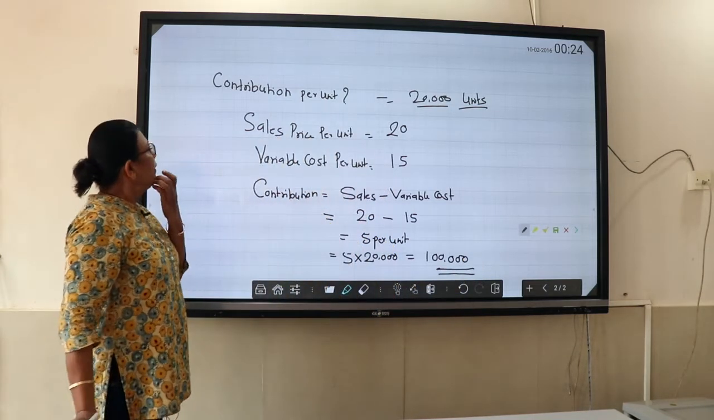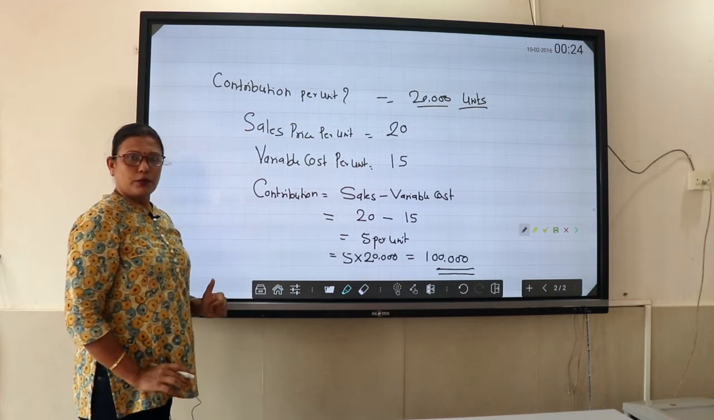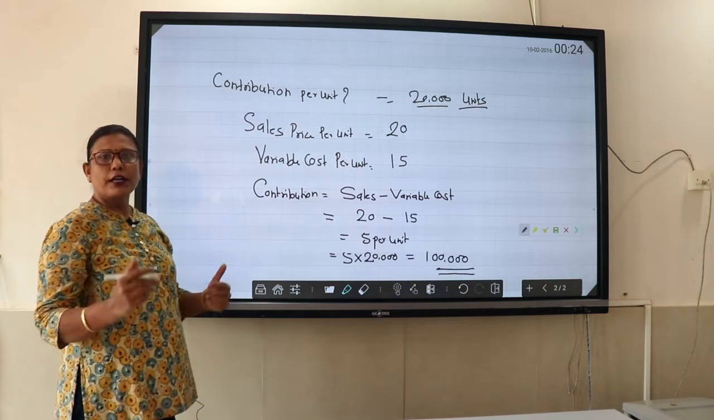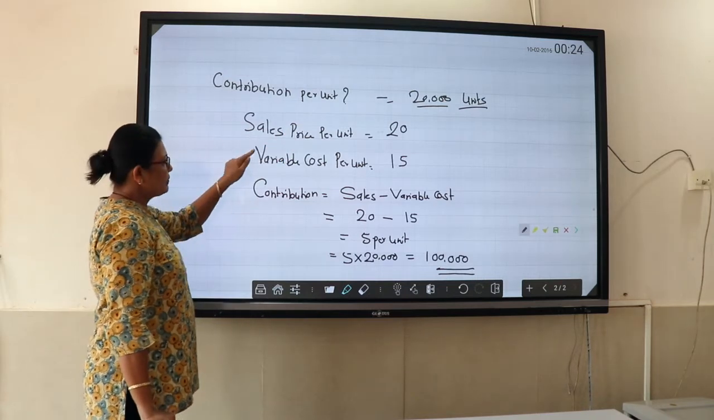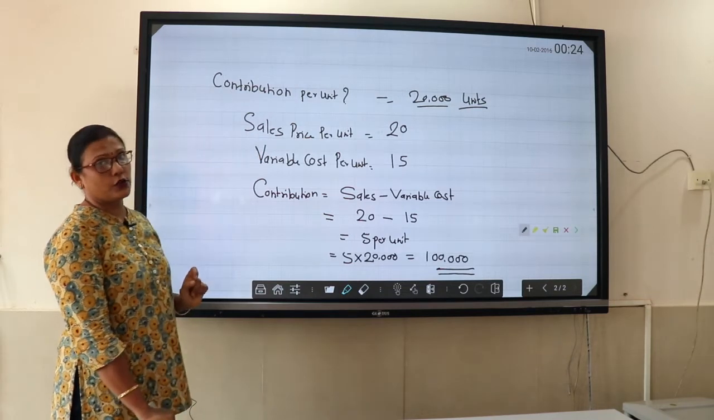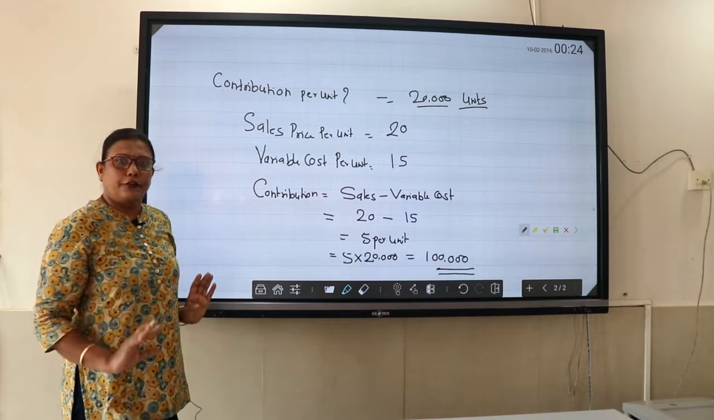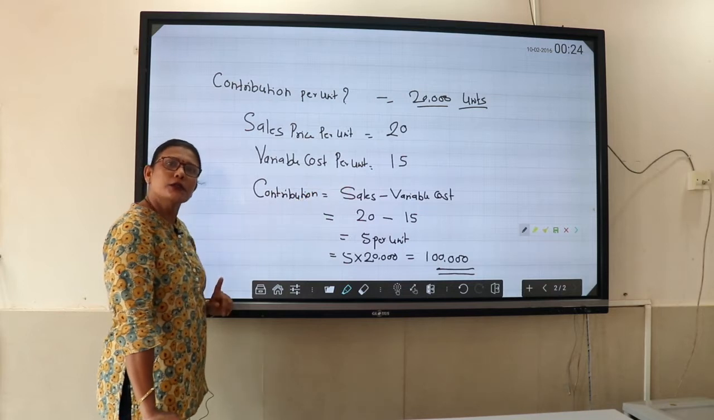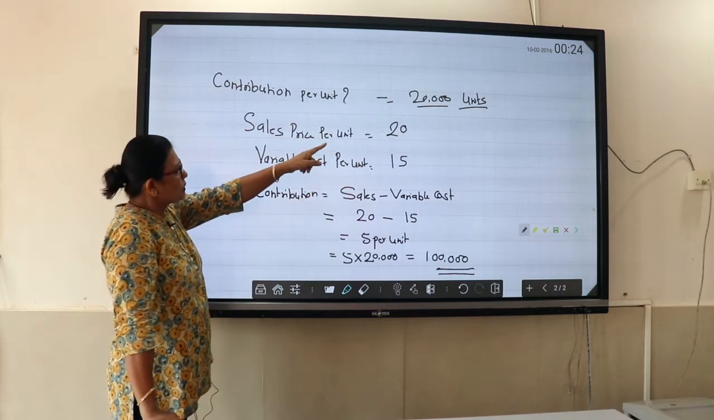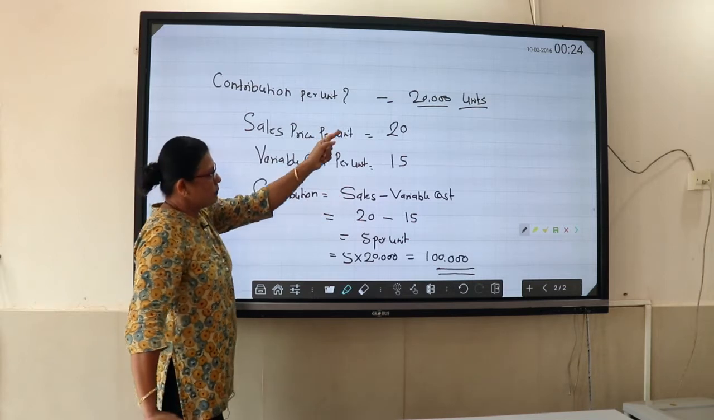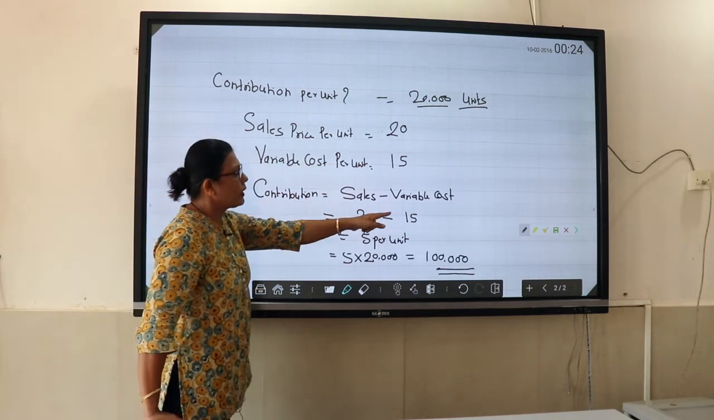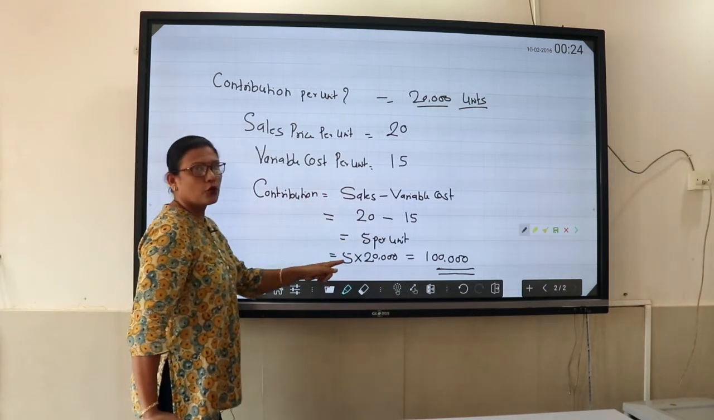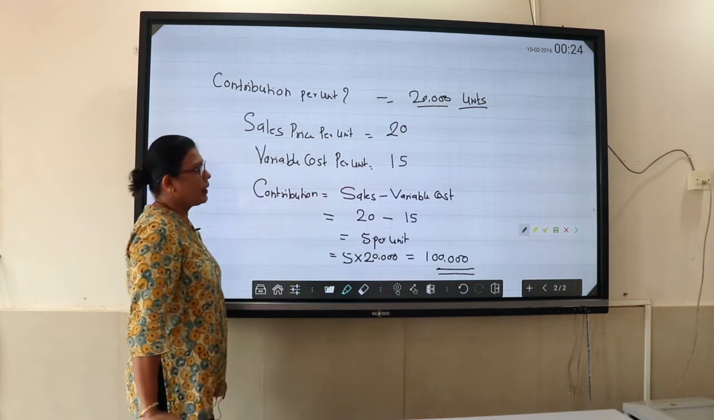So again I will repeat. We have been asked to determine a contribution per unit, and then we have also been asked to determine a contribution for 20,000 units. Now what has been given to us? We have been given a sales price, a variable cost, and a fixed cost. But right now I don't require the fixed cost because I can use this formula, that is contribution is equal to sales minus variable cost per unit. So what is the per unit sales price? 20. What is the per unit variable cost? 15. So 20 minus 15, contribution per unit becomes 5. For 20,000 units, the contribution will become 5 into 20,000, 1 lakh, right?